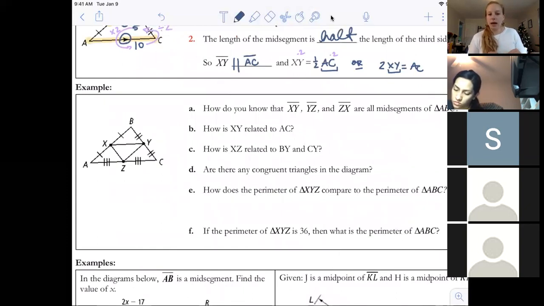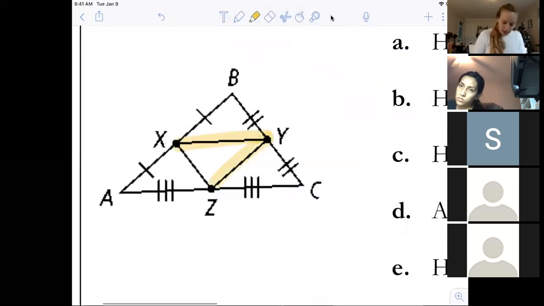Letter A says, how do we know that XY, YZ, and ZX are all mid-segments of triangle ABC? How do we know XY, YZ, and XZ are all mid-segments? Does anyone know?